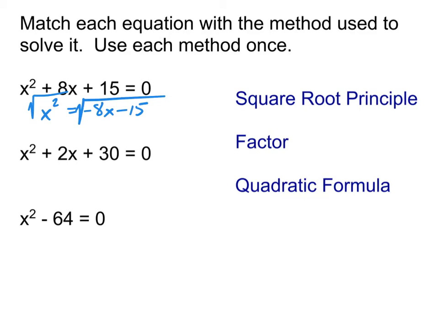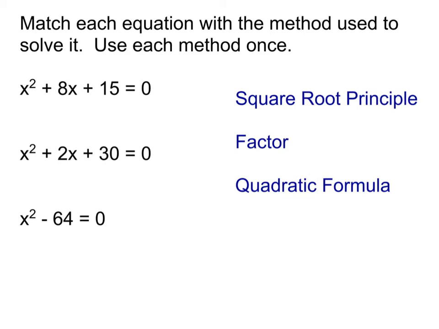But is this really doable? Can we simplify that square root? No, because we've got that x in there along with the number. Now, if it was just the number inside of the square root, we could deal with that, and that would actually help us. But because we have that x in there, that's not the way we're going to want to do it. So we cannot use square root principle. And notice what told us that: it's because we had both the x squared and the x.